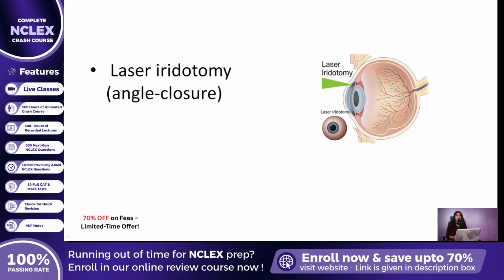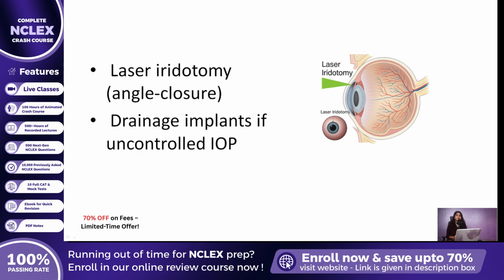In some severe or uncontrolled cases, where both medications and initial surgeries have failed to maintain safe pressure levels, drainage implants may be considered. These implants are small devices that are surgically placed inside the eye to help regulate fluid outflow and keep intraocular pressure within a therapeutic range over the long term.